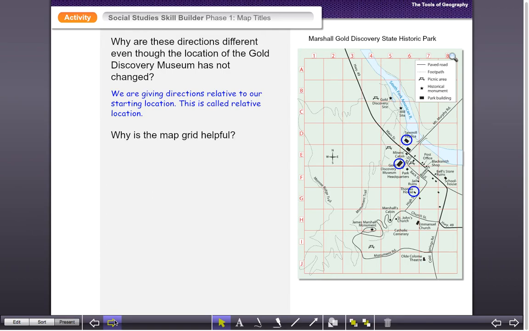Why is the map grid helpful? Well, the map grid gives exact or absolute location. That tells us exactly where the Gold Discovery Museum is on the map. Whereas if you're describing how to get there to somebody, generally we're using relative location to tell them how to get there.